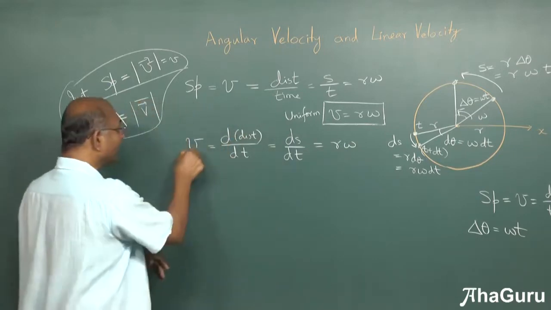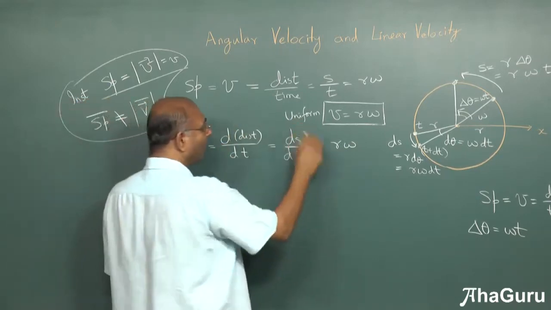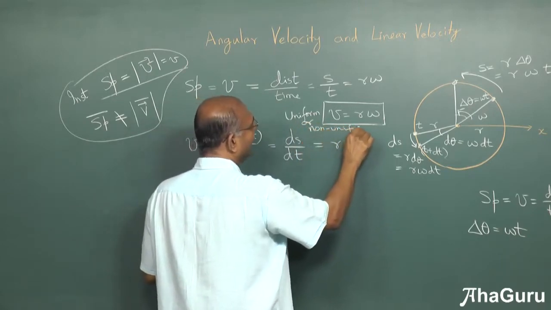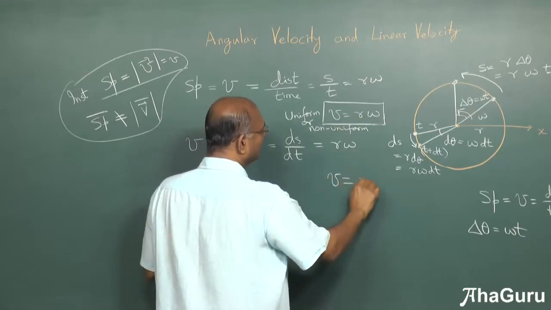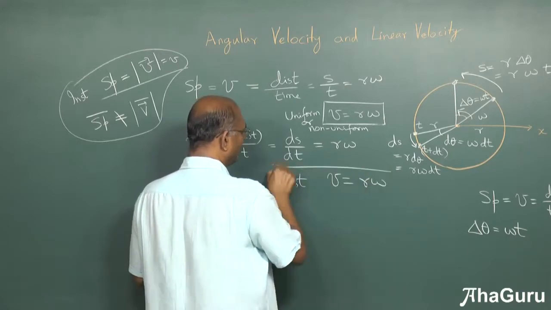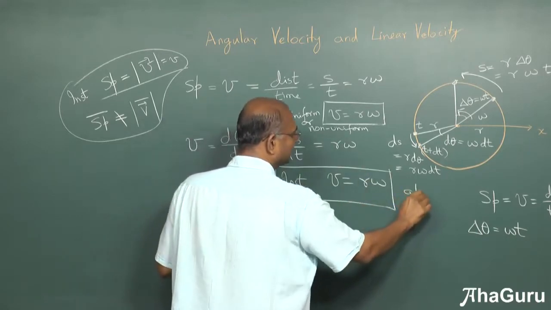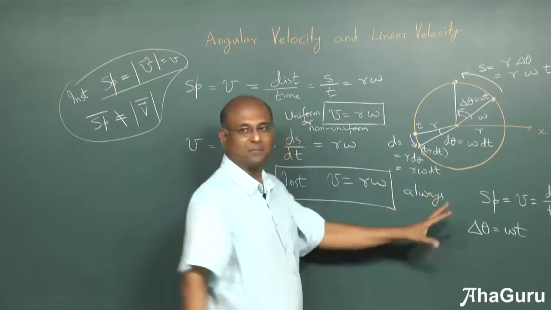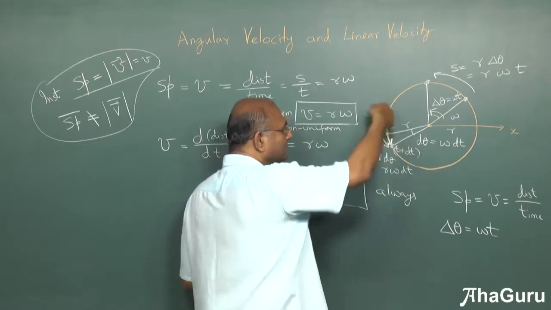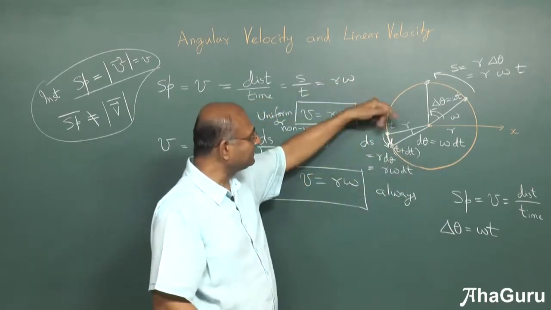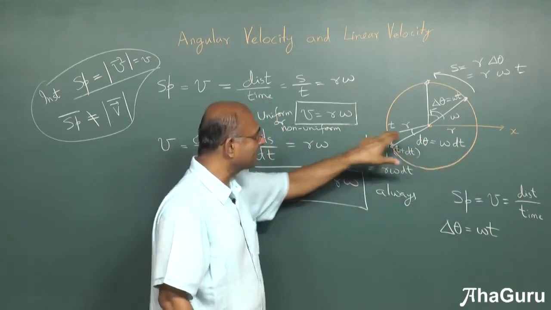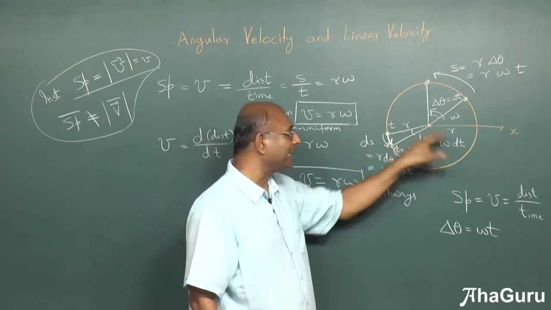Now this is the non-uniform case. So whether it is uniform or non-uniform, this is valid, which means v equals r omega. Instantaneous v is equal to r omega always. Uniform, non-uniform doesn't matter. Basically, the arc length that you have moved is r times d theta, which is r times omega dt. So the distance traveled divided by the time is r omega.